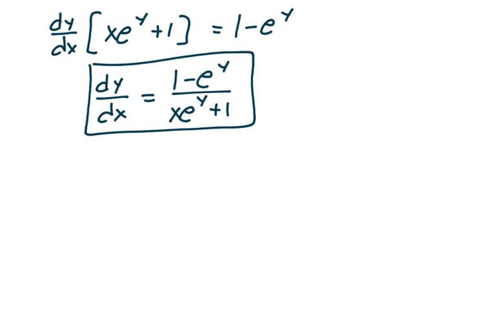And that's a good stopping point. That'll conclude this video on implicit differentiation where we did 4 examples.